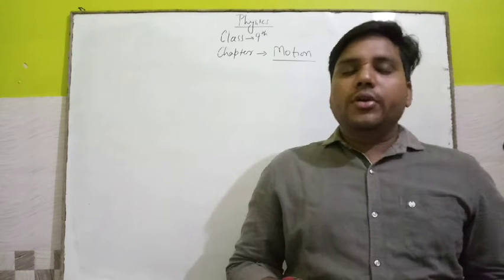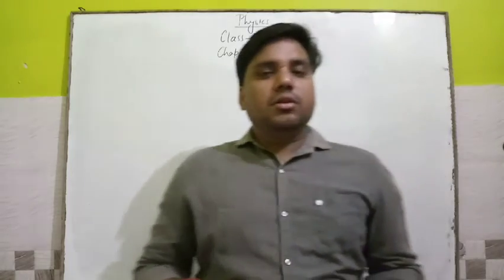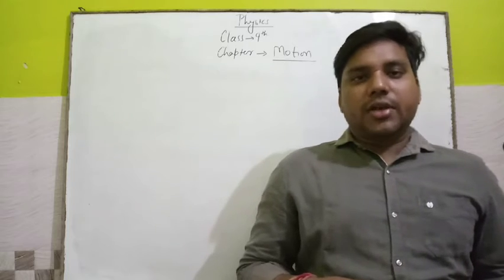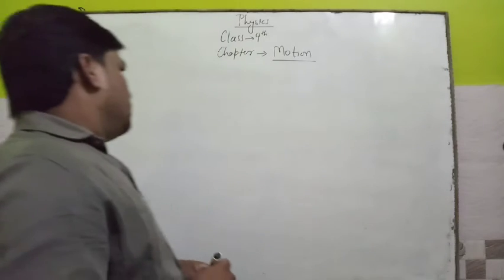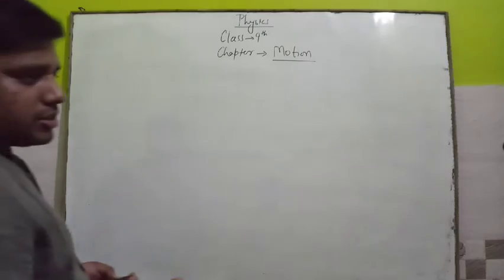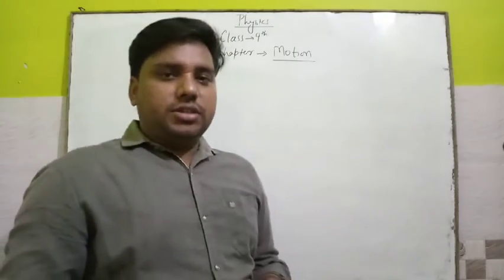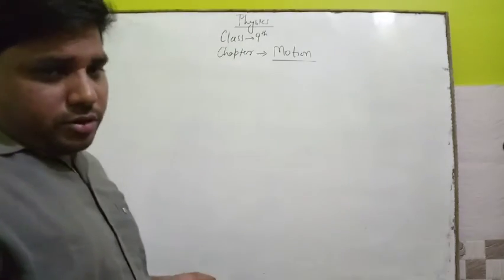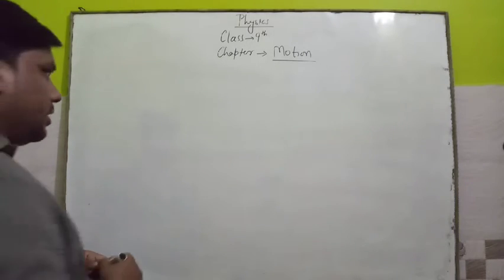Today we are going to discuss types of acceleration, because in the previous class we had discussed what acceleration is and its SI unit. As you know, the rate of change of velocity with respect to time is known as acceleration. Then we got the formula a = (v - u)/t.